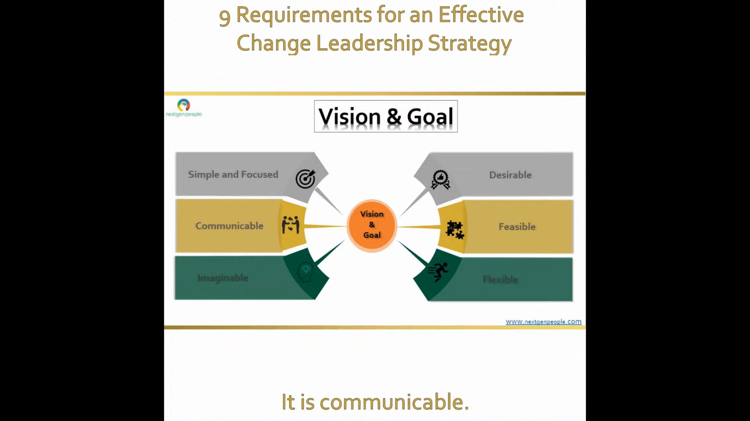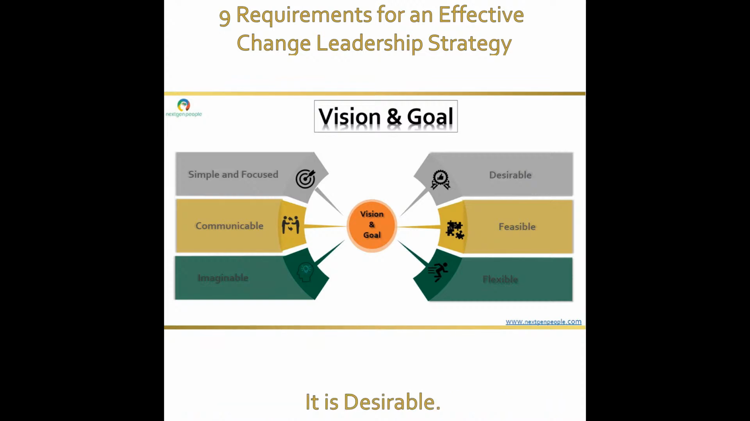It is communicable. That means it's able to be communicated to others in a way that they easily understand. It is imaginable. It's a believable idea is what that means. If you cannot get others to believe in that idea, then how are you going to get them to participate in it, to support and contribute to it? It takes more than one person to make an organizational transformation happen.